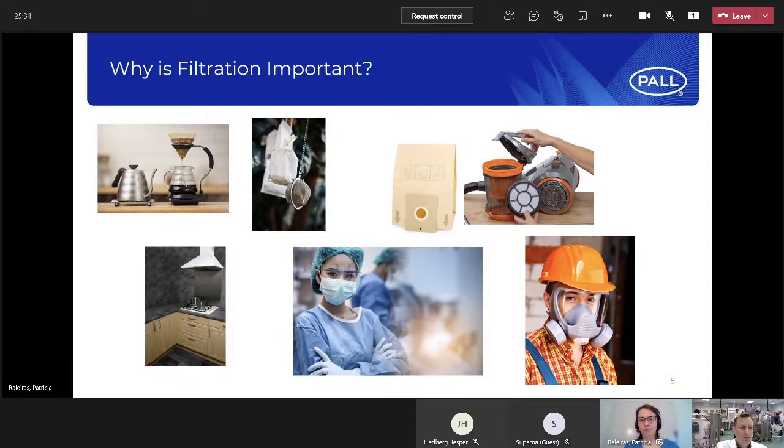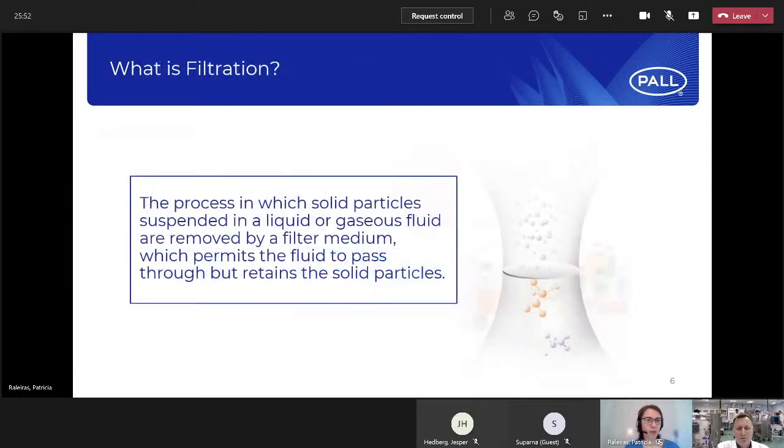More modern vacuum cleaners also have HEPA filters, so fancy filters. And of course, the pandemic has come to show us that personal protection equipment is a very important type of filtration to protect ourselves. So what is filtration? Filtration can be defined like this: it's a process where you have solid particles that are suspended, and it's important to mention that it's a suspension, when we talk about direct flow filtration at least, in a liquid or a gaseous fluid.